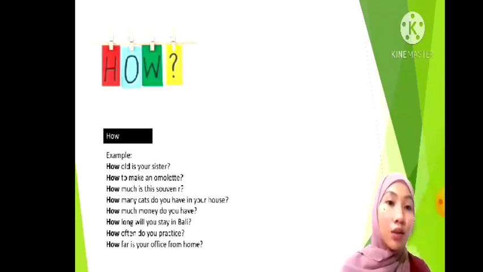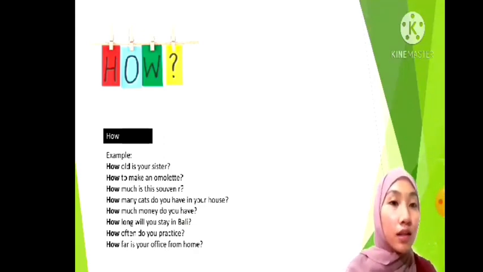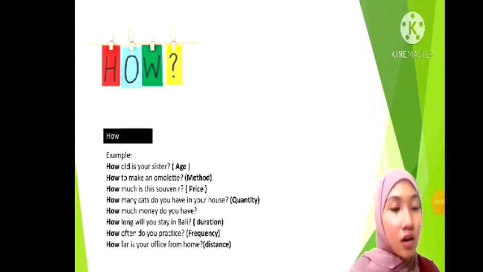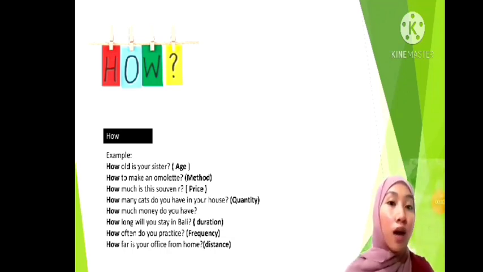And the last one of the WH questions is how. How is used to ask about age, manner or method, distance, quantity, price, duration, and frequency. For examples, how old is your sister? You can also use the word how, followed by the word old, when you are talking about age. Next example is how to make an omelette. You can also use the word how, followed by to, when you are talking about method or manner.